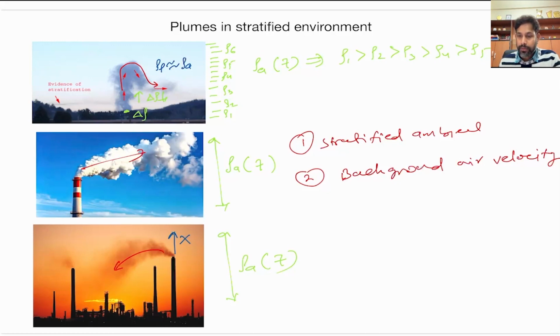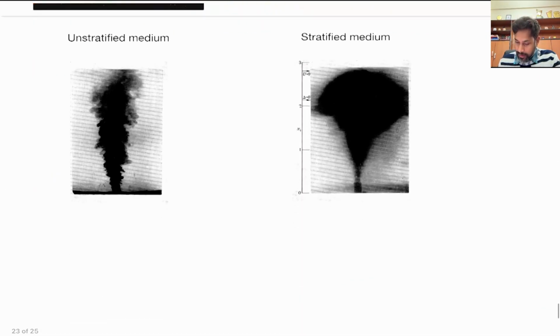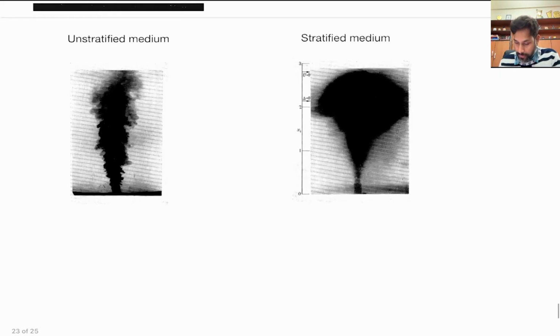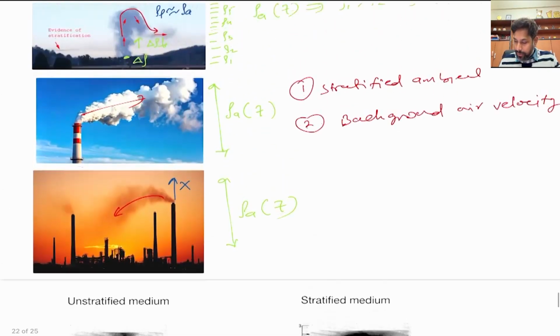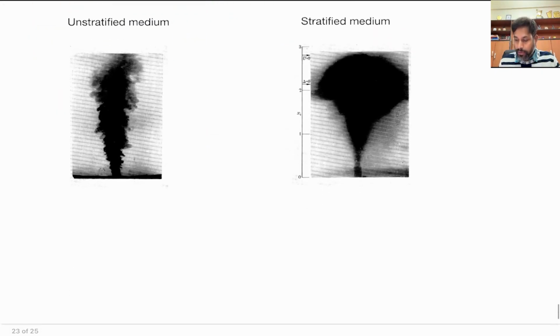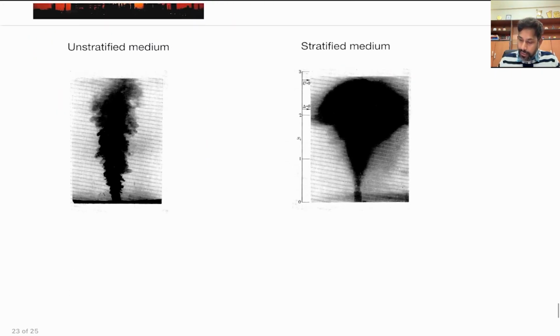So now let's try to understand this first experimentally, and also we will try to derive a theoretical solution for this. Okay, so we will assume that the background velocity or ambient velocity is 0 for simplification at present, and we will solve only for stratified ambient. Okay, so we'll start with that, with 0 background velocity, and that is why in such a case you will see this kind of plume.